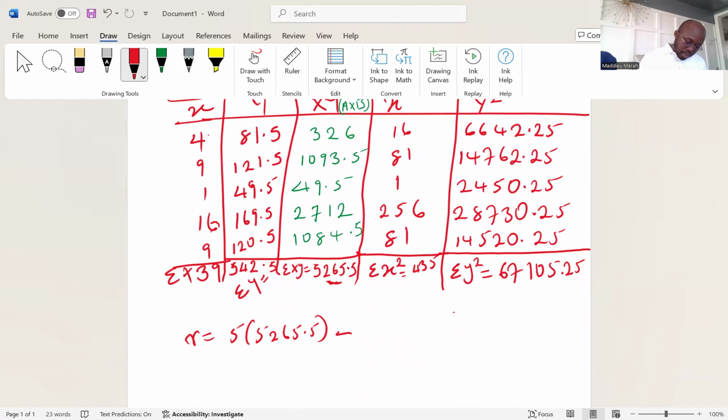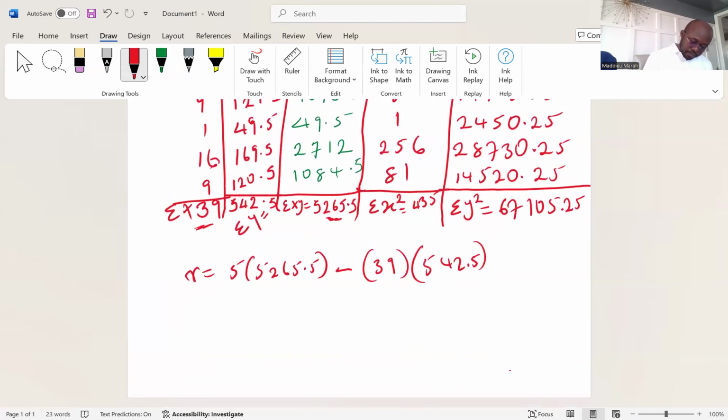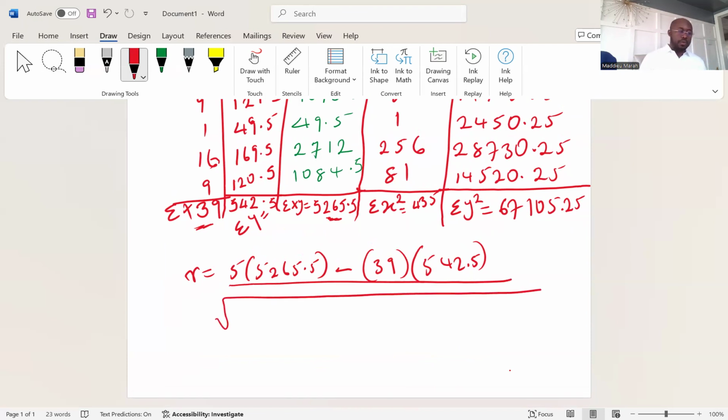So this will be sum of x. What's our sum of x? Look at sum of x here. Sum of x is 39, and sum of y is 542.5. This, the square root of n, so n is 5.